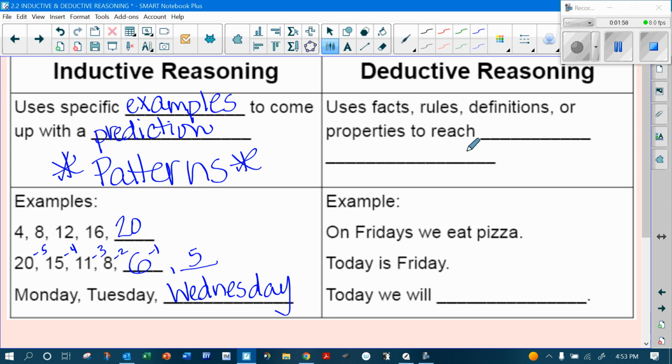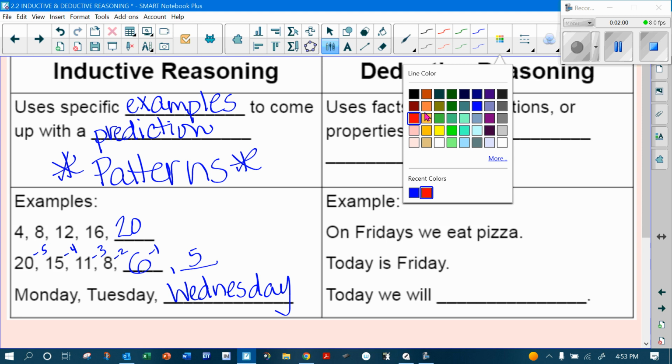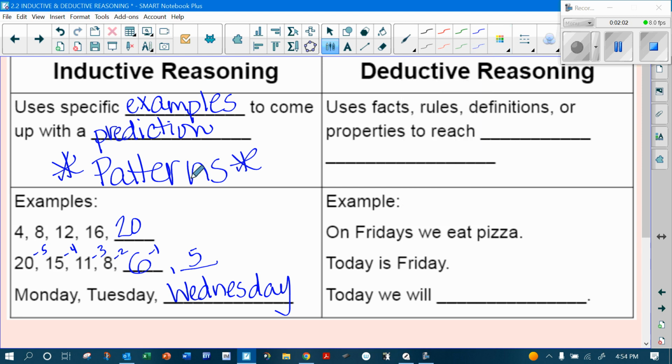Now, deductive reasoning is a little bit different. So here we're not looking at patterns. When you're using deductive reasoning, you're going to use facts, rules, definitions, properties, all to reach a logical conclusion, okay?